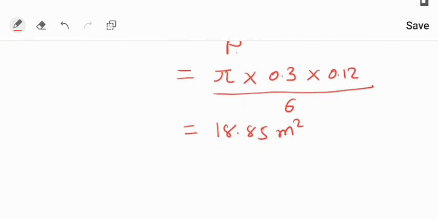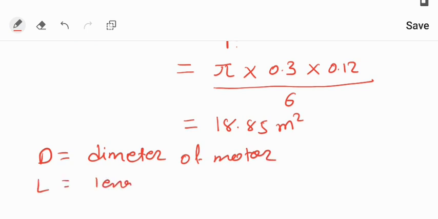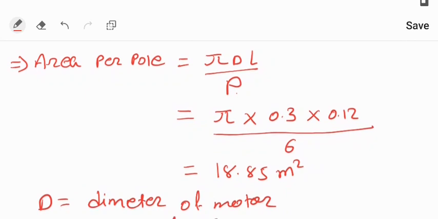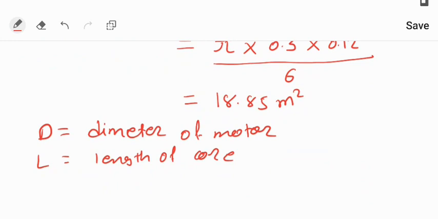Let me write down what D and L are, so you do not get confused. D stands for diameter of motor, and L stands for length of core. P, which you obviously know, is the number of poles. And the answer we get for area per pole is 18.85 meter square.